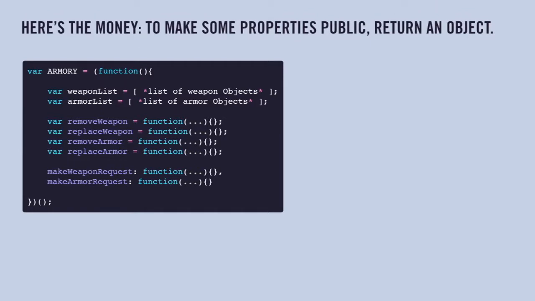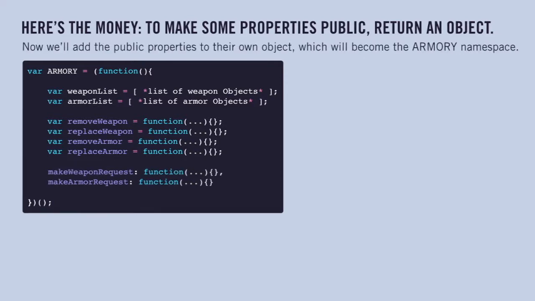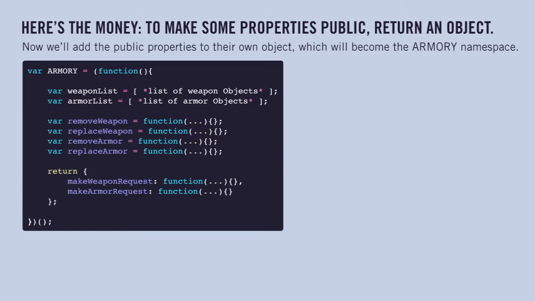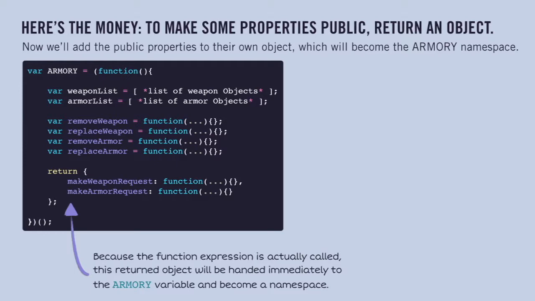And here is where the money is. In order to make some of the properties public, which is obviously our remaining ones, we're going to return an object that holds those properties. So let's add those public properties to their own object and return it, and that becomes the Armory namespace once the immediately invoked function expression finishes and returns. What you can see is that once the function completes and returns that object, it will be immediately handed over to the Armory variable and become the new Armory namespace, complete with public properties, make weapon request and make armor request, as well as all of that private data that no one will ever see.